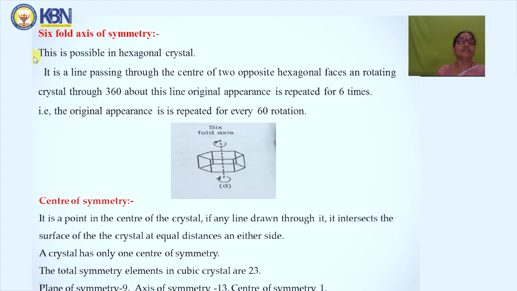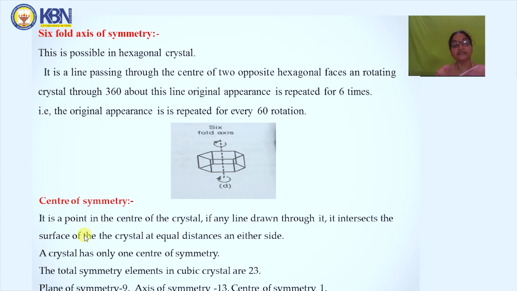Then there is the 6-fold axis, which is possible only in hexagonal crystals. It is a line passing through the center of two opposite hexagonal faces. On rotating the crystal through 360 degrees about this line, the original appearance is repeated 6 times, that is, for every 60 degrees of rotation. So this is the axis of symmetry.